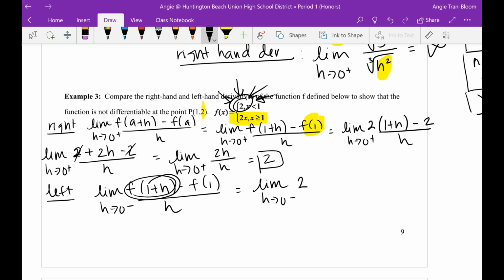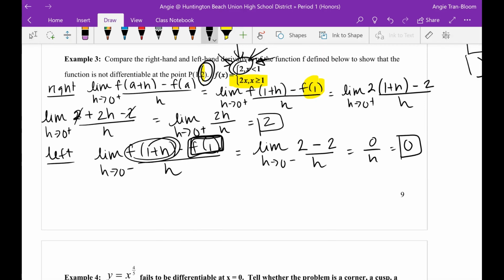So that's 2 minus 2, because this piece right here will never ever change. It will always be 2. So 2 minus 2 all over h, that's 0 over h, which is really 0. Okay, so as you can see, the right-hand derivative and the left-hand derivative are different.